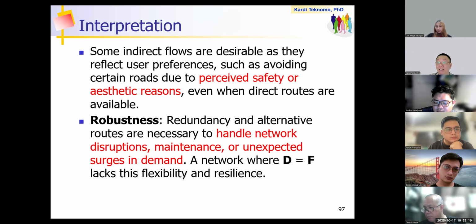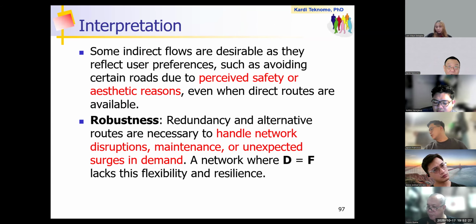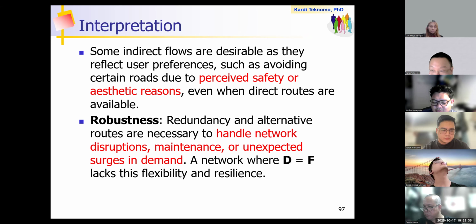Now, what's the interpretation of that? Some indirect flow is desirable, as it reflects user preference. Maybe they want to avoid certain roads, maybe because they perceive certain safety issues, maybe it's dangerous to pass there. Or maybe some aesthetic reason, maybe it's more beautiful if I pass the indirect road. But that also represents robustness.